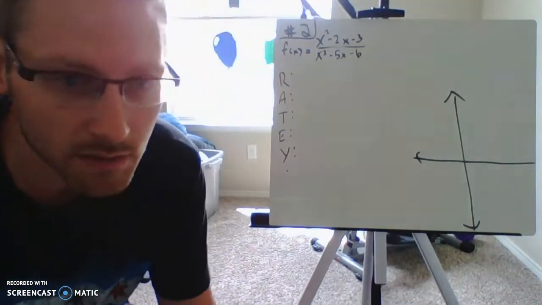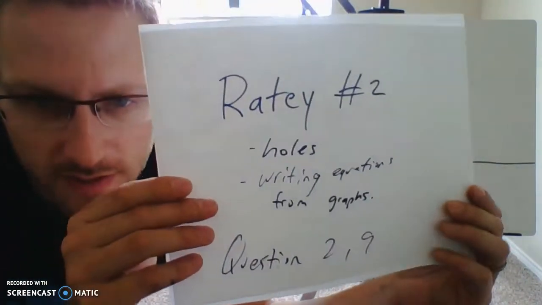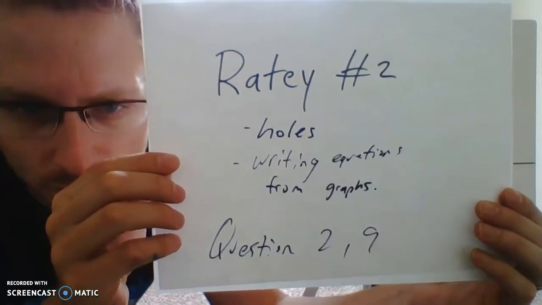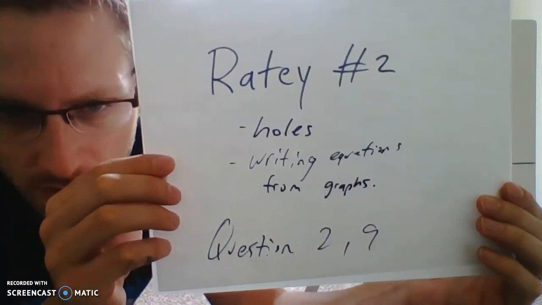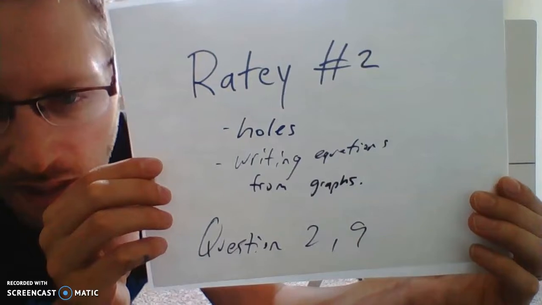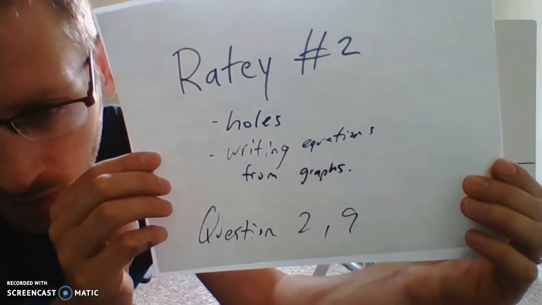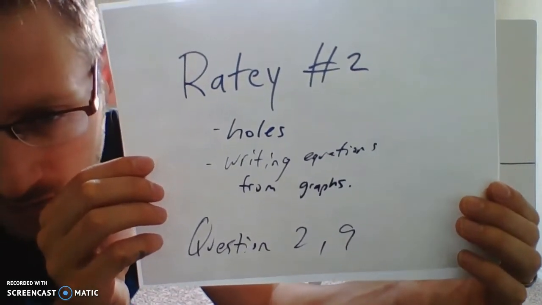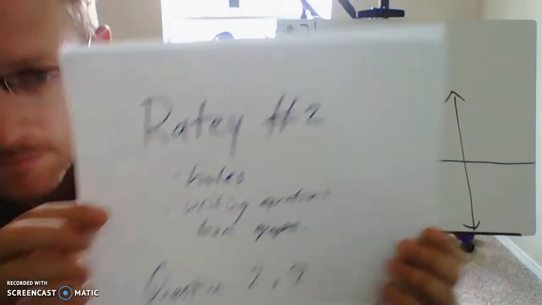We're going to be doing Rational 2. These are the topics we're going to be covering: holes, aka points of discontinuity, and writing equations from graphs. We're going to be doing questions 2 and 9. Now, if you go to my website, I have more problems worked out. It's just that I feel like these need to be explained on video.